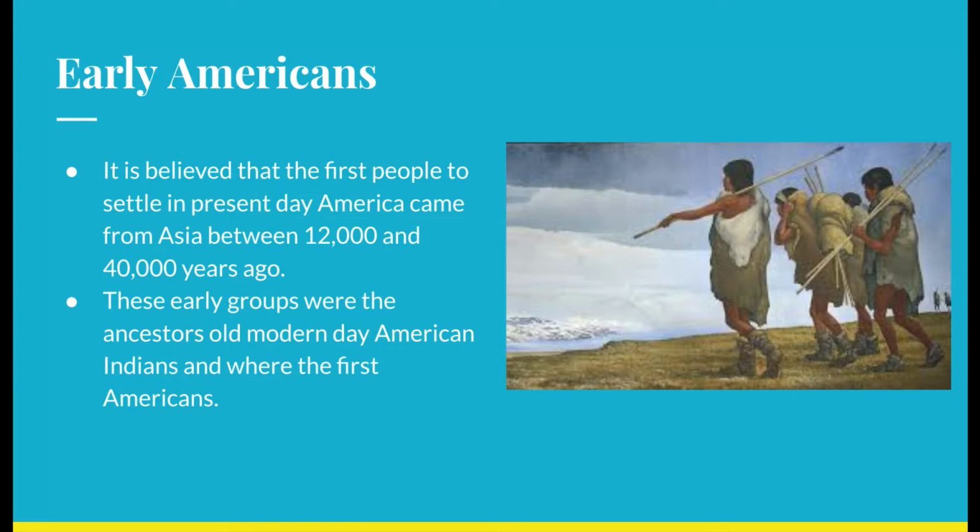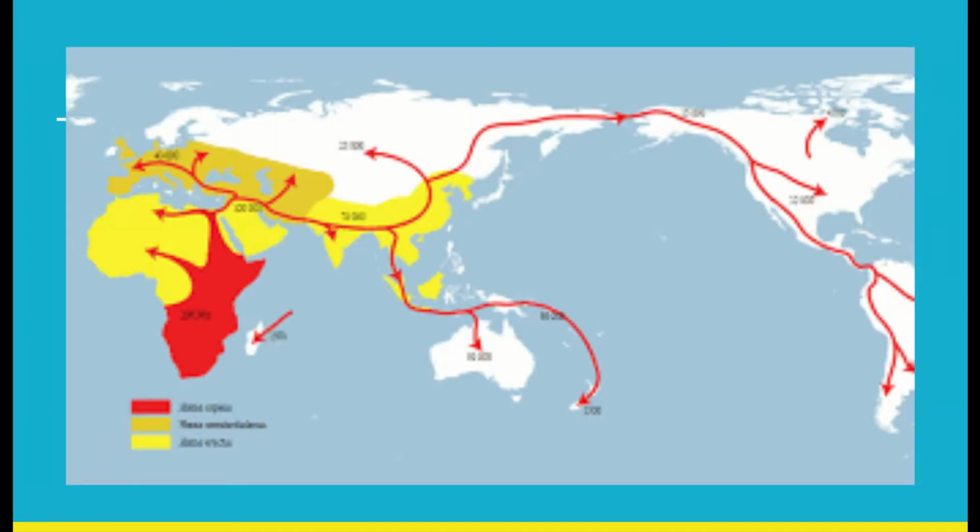Early Americans. It is believed that the first people to settle in present day America came from Asia between 40,000 and 12,000 years ago. These early groups were ancestors of modern day American Indians and were the first Americans. This image right here shows how the early humans traveled across the world.